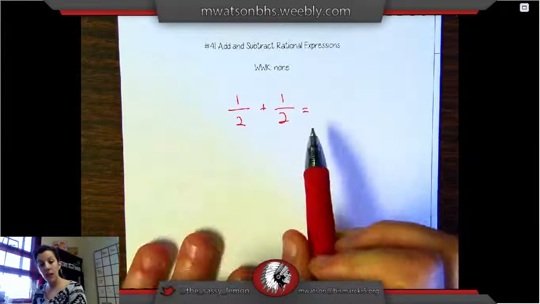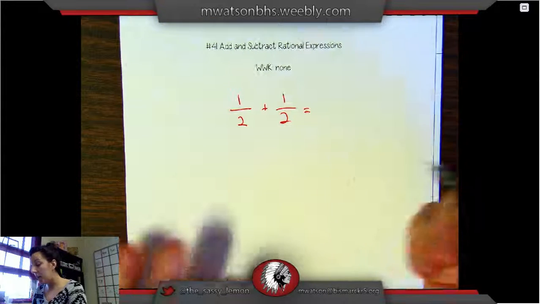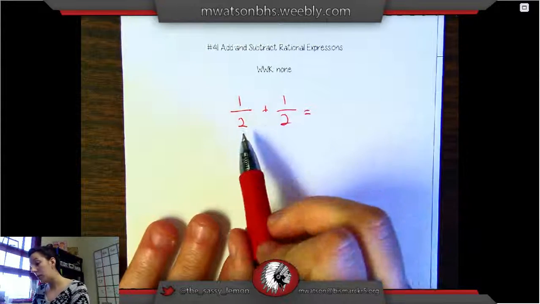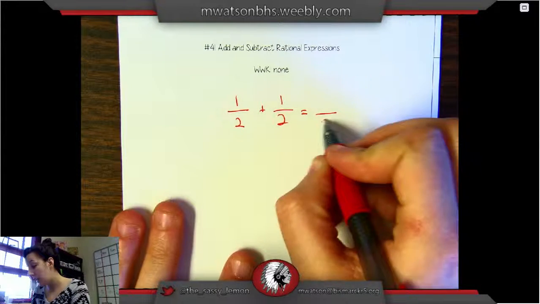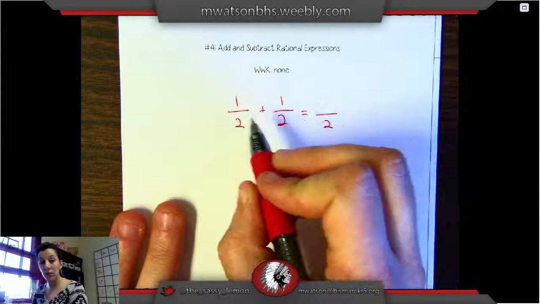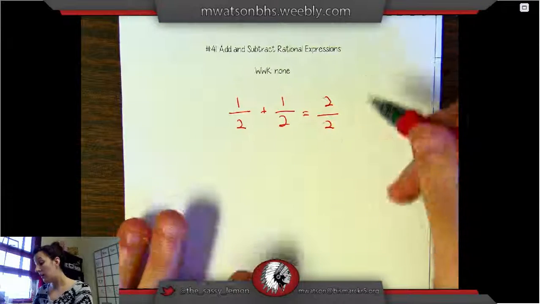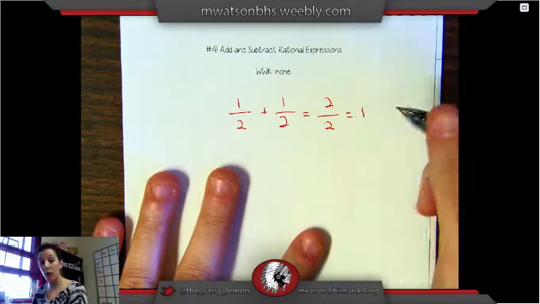Then hopefully you know that this equals 1. But why does it equal 1? Well, whenever we add fractions, we keep the denominator the same, and we simply add the numerator. So 1 plus 1 is 2, and 2 divided by 2 equals 1.